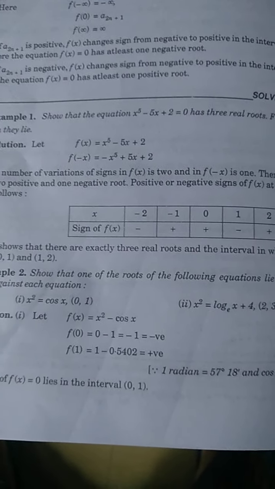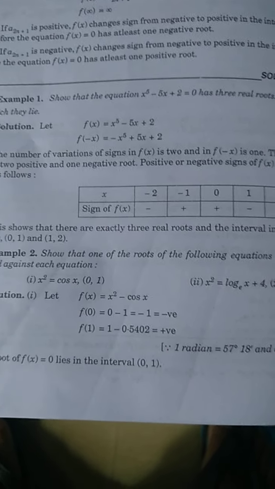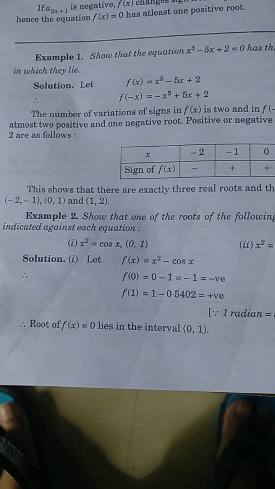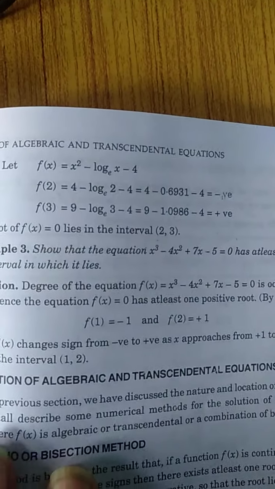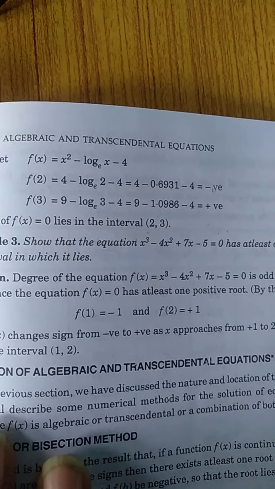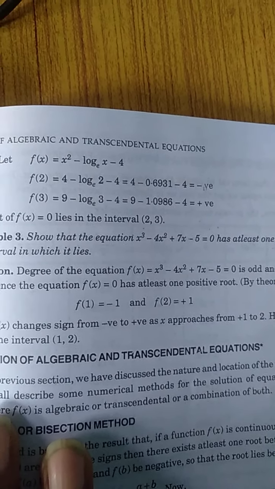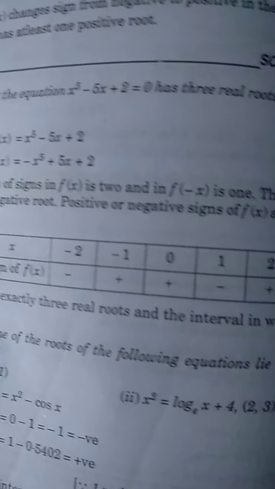When we put f of 0, f(x) is negative; when we put f of 1, this is positive. There is therefore a change of sign. Therefore the root of f(x) equal to 0 lies in 0 to 1. Next, second part: given is f(x) equal to x square minus log x to the base e minus 4. We have to find the root in the interval 2 to 3.